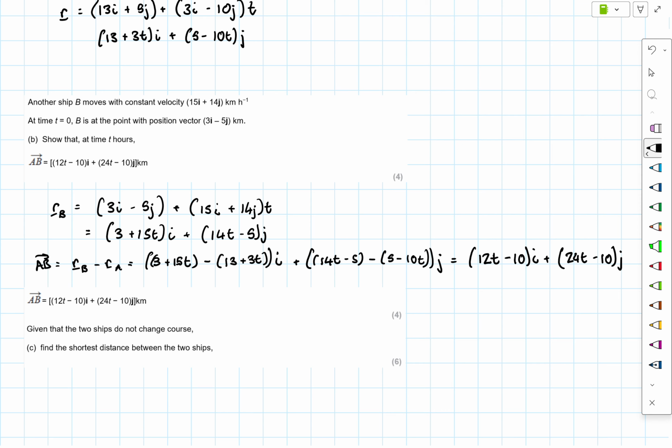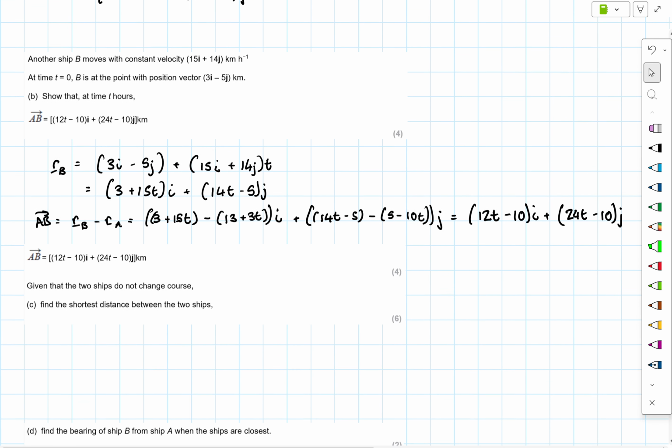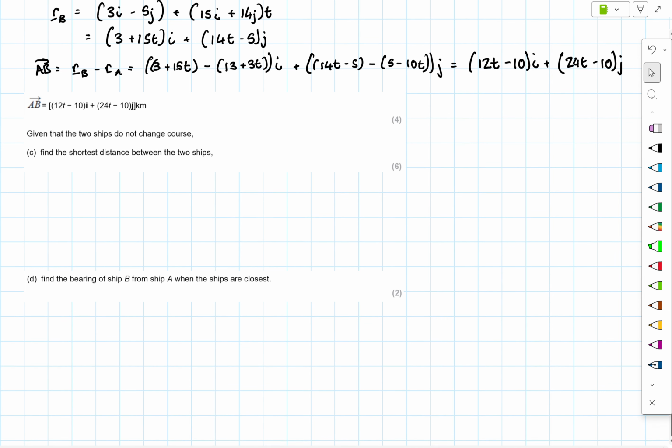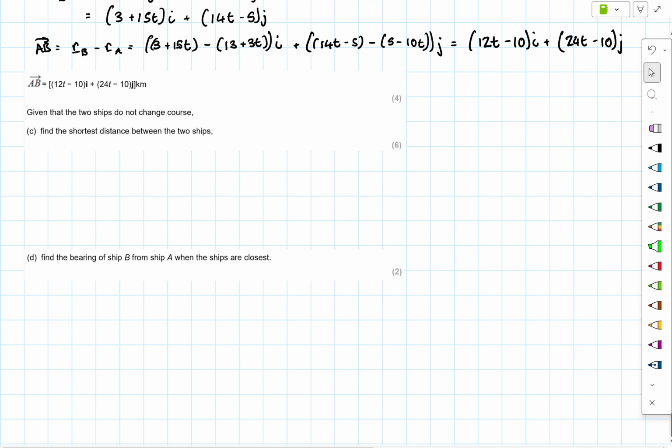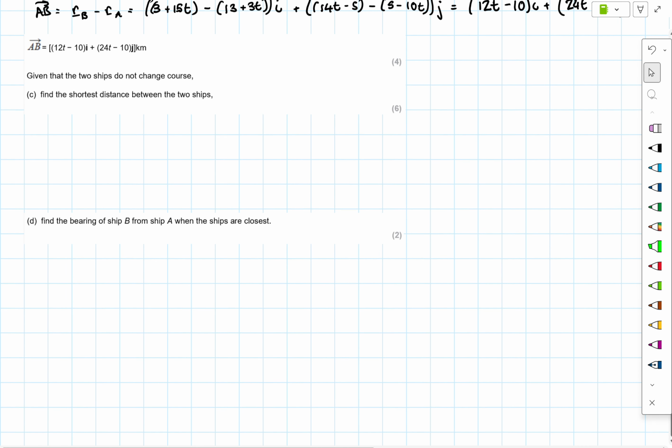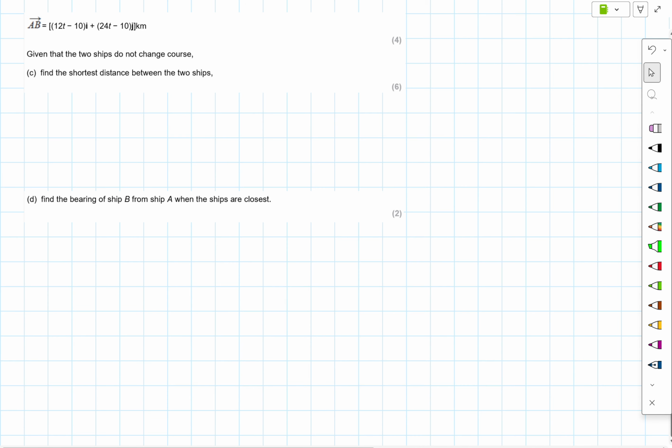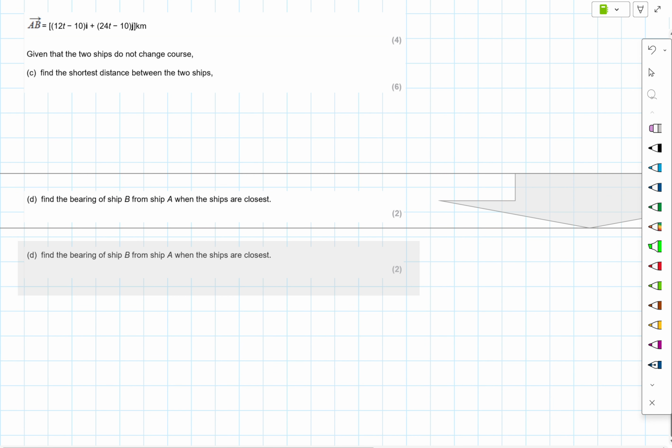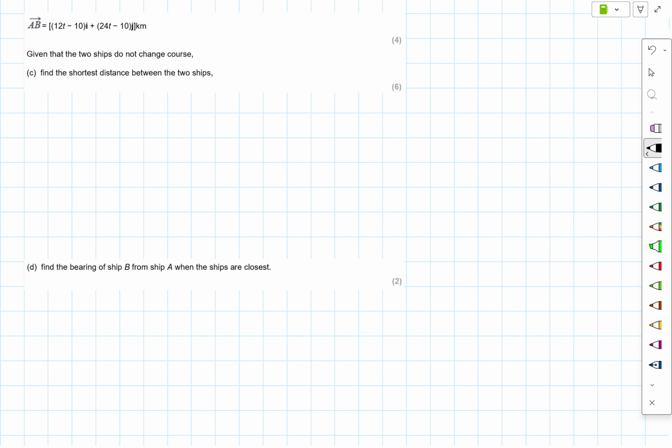My recommendation, anytime that you're producing a vector, is getting all your i's and your j's separate. You're going to want to deal with them in i and j form. So do that as soon as you find the vector, and then just use that vector each time you have to. Okay, so now we have A to B, and we're told that the two ships do not change course, so there's no acceleration, constant velocity. Find the shortest distance between the two ships.